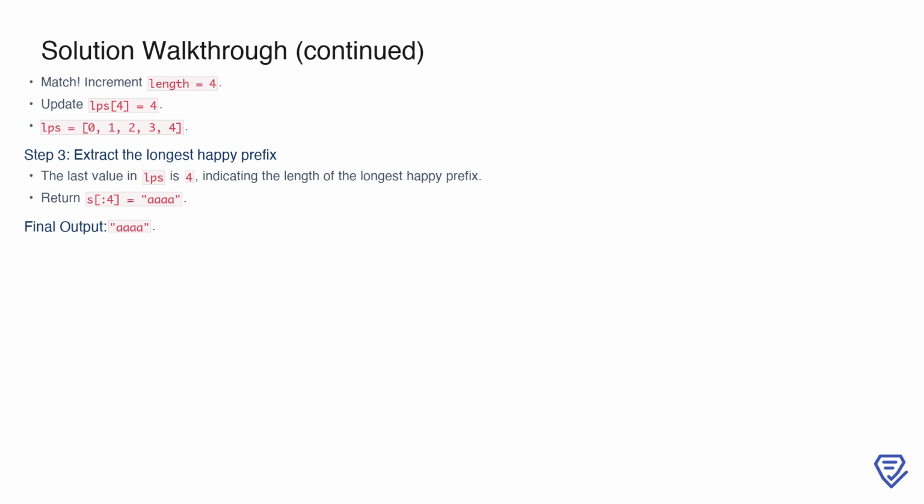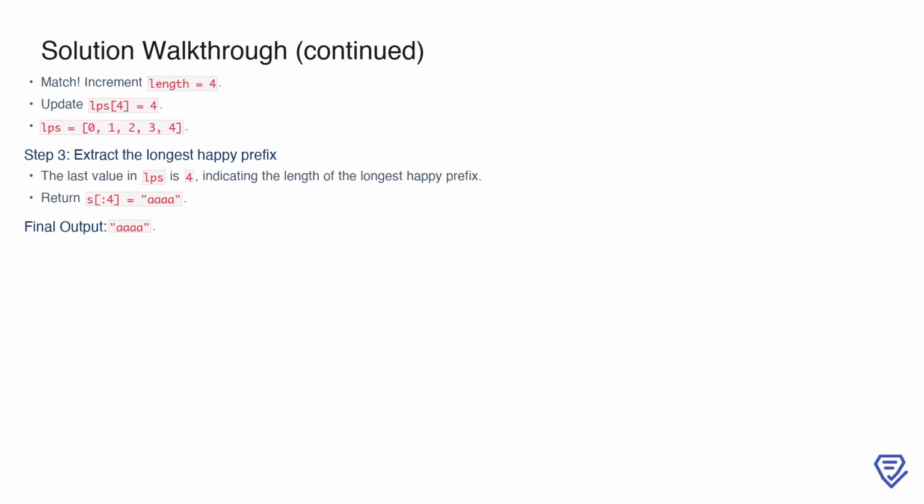Finally, for I equals 4, we compare S4, which is A, with S3, which is also A. Once again, there's a match, so length is incremented to 4, and LPS4 is updated to 4. The final LPS array is 0, 1, 2, 3, 4.